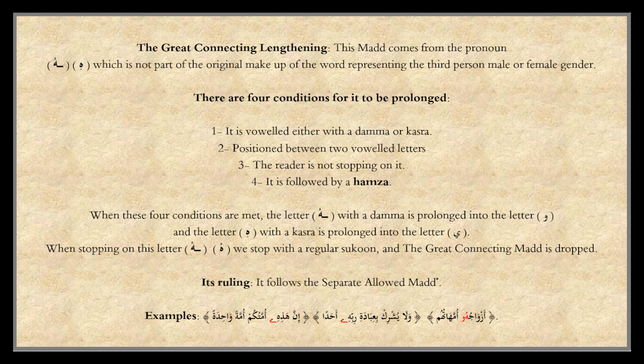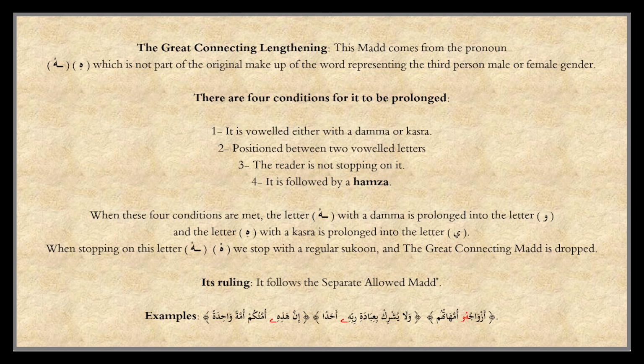Now there is the great connecting lengthening, which is the one we did the lesser of, with the conditions of the ha, and the ta'nith for male and female. The great connecting lengthening is the med that comes from the pronoun ha with dhamma or with kasra. As we said before, it is not part of the original makeup of the word. It represents the third person, male or female. And it has the same conditions as the one we did before. It has to be voweled either with dhamma or kasra, positioned between two voweled letters. The reader is not stopping on it.